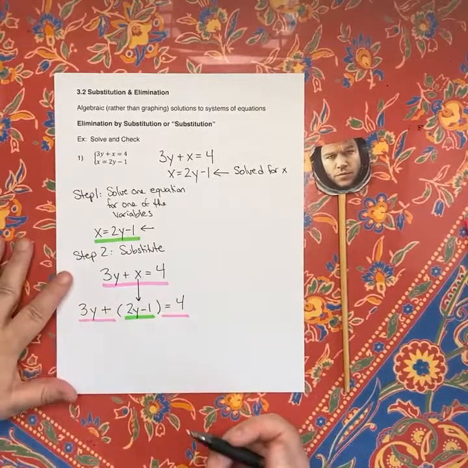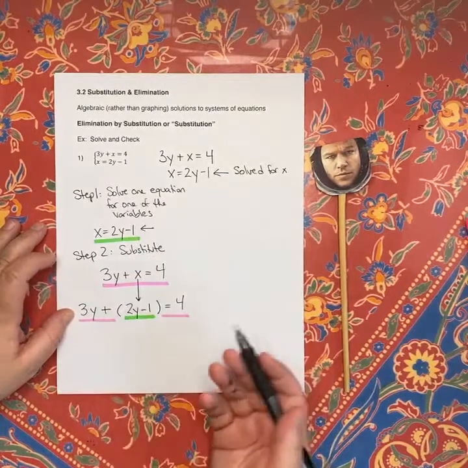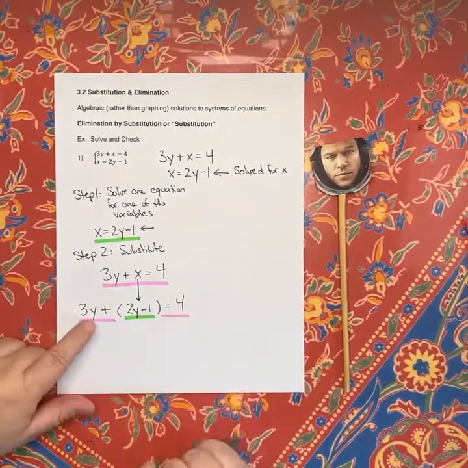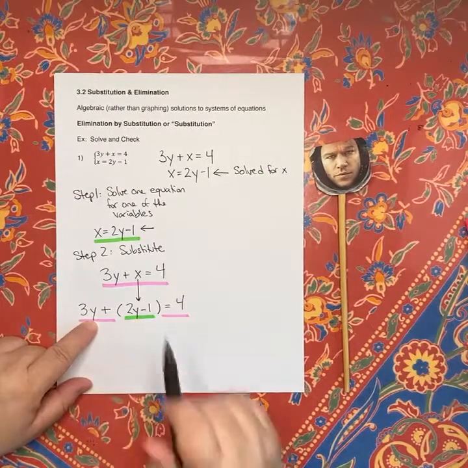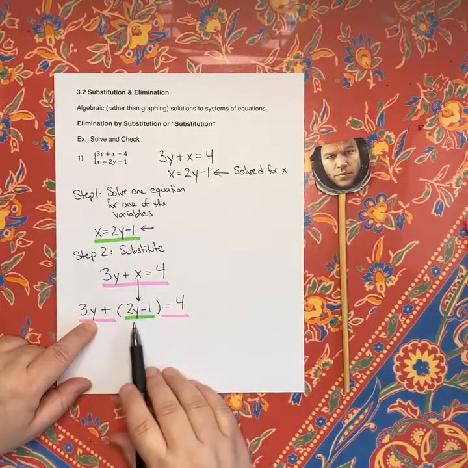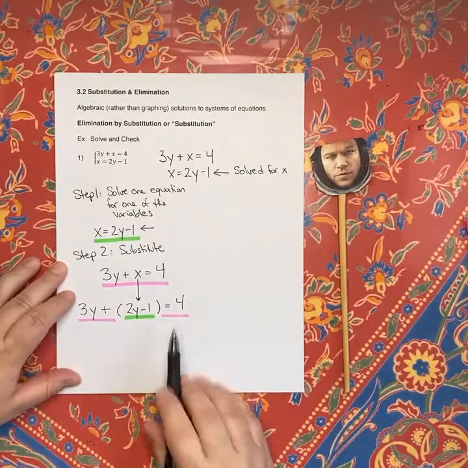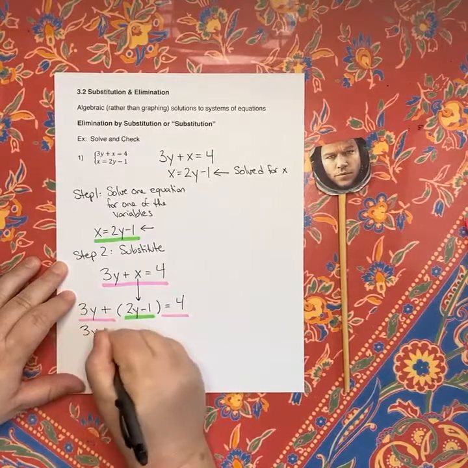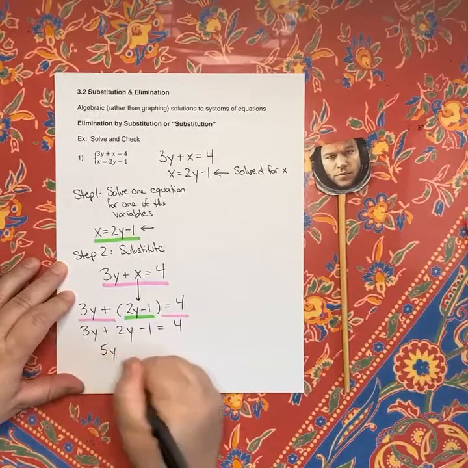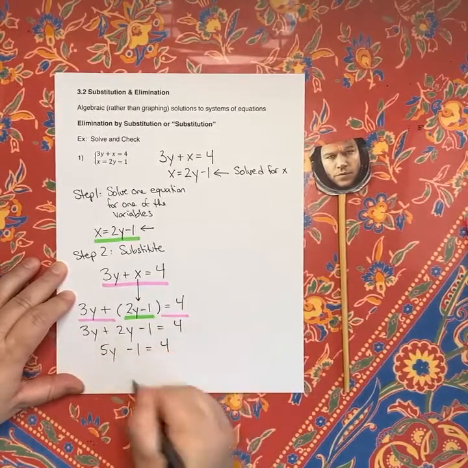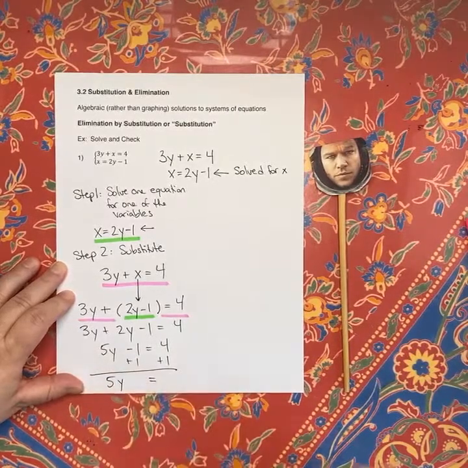So let's go ahead and look at what the benefit is, because that was a lot of work. Why did I do it? Well, if you look at this equation, I've got a y and no x's. Whatever I substitute for, that variable will disappear. So now I've got a single variable. Oh, wait, I know how to do this. I can add 3y plus 2y minus 1 equals 4, or 5y minus 1 equals 4. Add 1 to both sides. 5y equals what? 5.